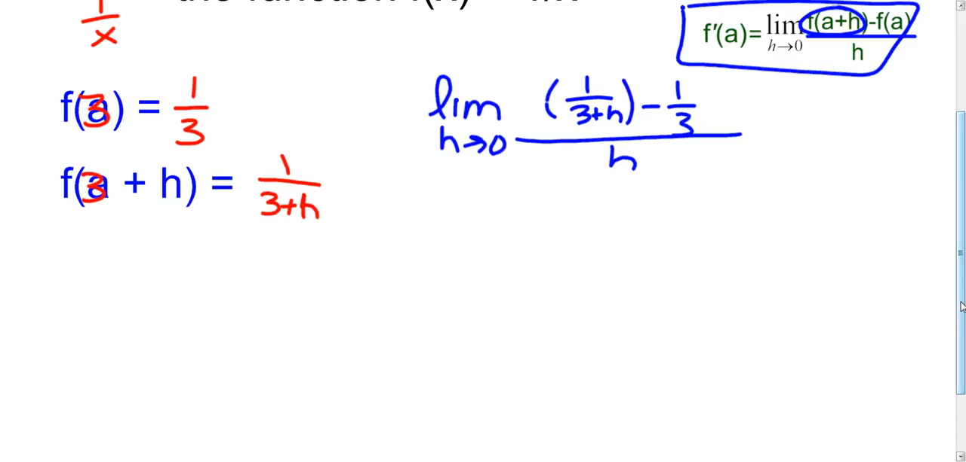All right. Now we can't plug h in right now. If we plugged a 0 in, we would have a 0 on the denominator, and that would be illegal. So unfortunately, we need to find a way to simplify this. What I am going to do is get common denominators on the top here.